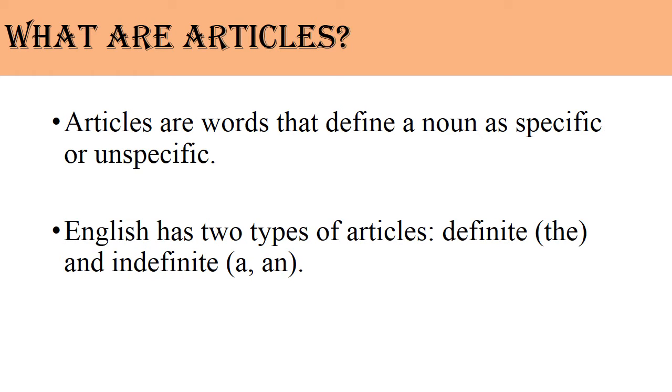Now let's find out about articles. What are articles? Articles are words that define a noun as specific or unspecific. English has two types of articles: definite, that is the, and indefinite, which includes a and an.